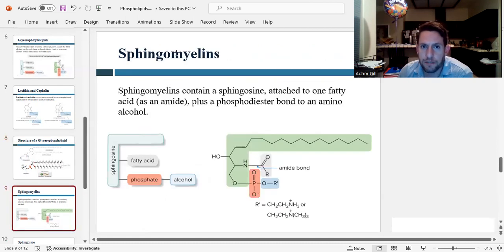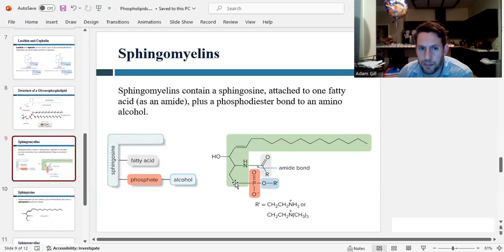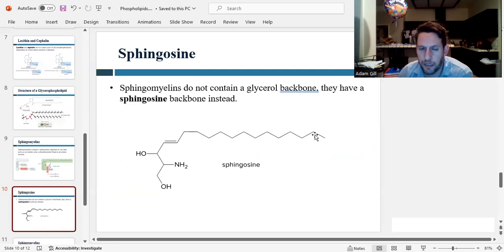So let's talk about sphingomyelins. So sphingomyelins contain a sphingosine backbone. They contain a fatty acid connected as an amide. And then we have a phosphodiester with one of the amino alcohols. So sphingosine, as highlighted here in green, looks like this. It looks similar to glycerol, sort of. It's got 2 alcohol groups, but then it has an amine group. And then it's got its own long carbon tail as part of the backbone. So that's a sphingosine.